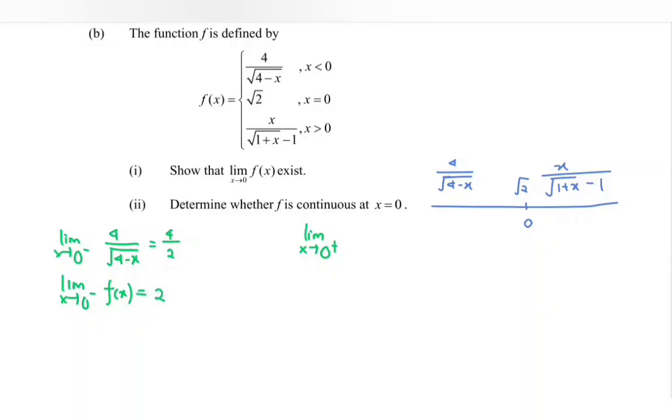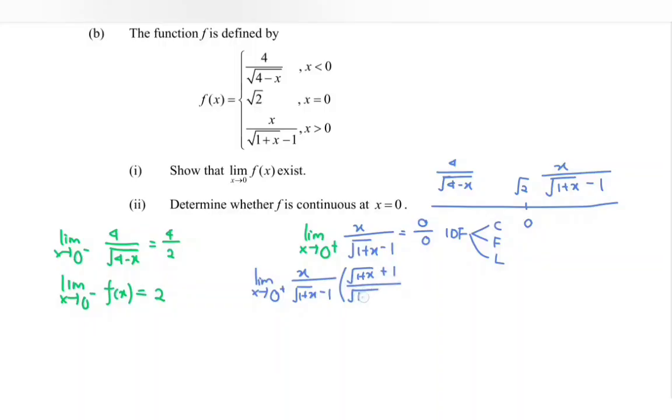Next, focus on the right hand side. We have x over the square root of 1 plus x minus 1. If we substitute, then we will have 0 over 0, which is the indeterminate form. So in here, my suggestion will be to multiply by the conjugate. So the limit when x approaches 0 from the right. So we have x over square root of 1 plus x minus 1, multiplied with square root of 1 plus x plus 1 over the square root of 1 plus x plus 1. So kindly expand only the denominator part.